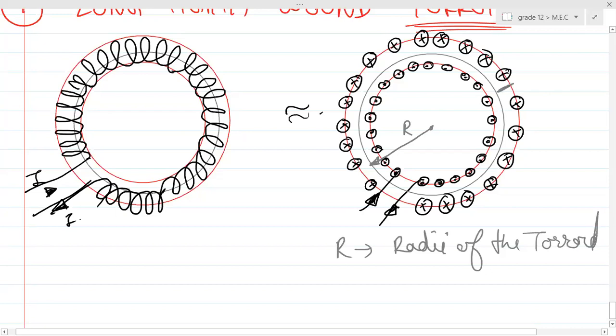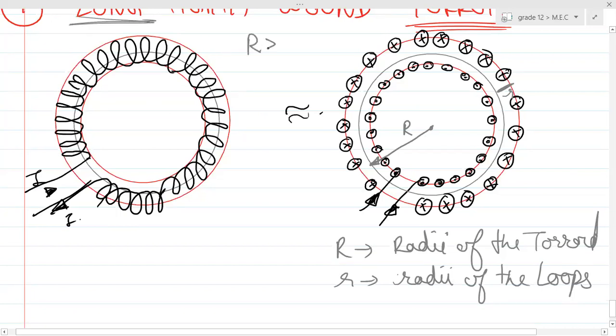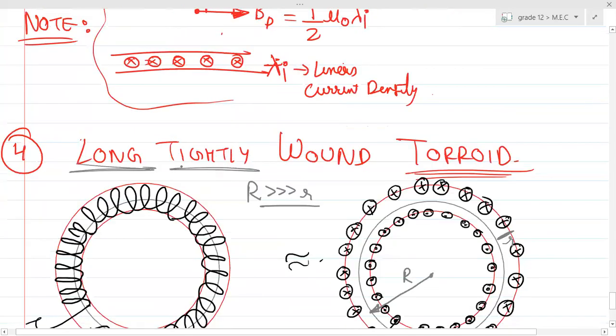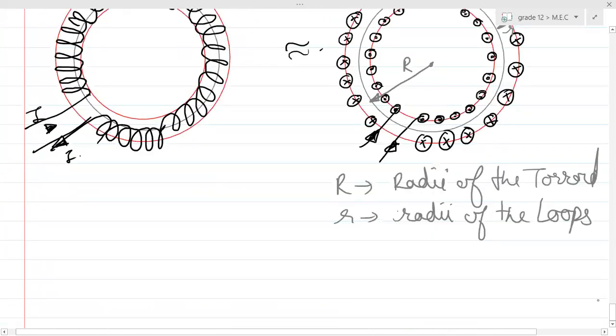Whereas there is this term, can you see this radius on which the loops were wound? Small r is basically the radius of the loops. Whenever you say a long solenoid, that implies this radius R is very much greater as compared to the radius of the loops. And why did we say a tightly wound loop? So that none of the magnetic field goes outside.